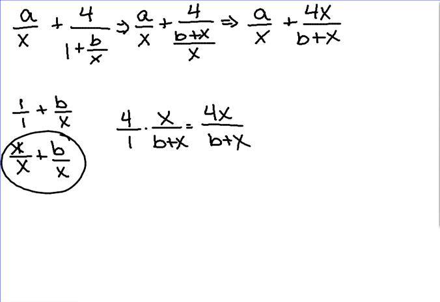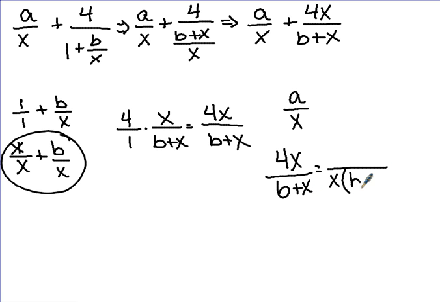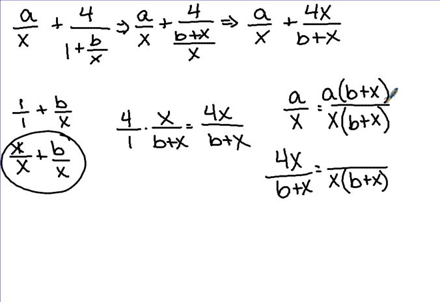Our common denominator is going to be x times b plus x. So we have a over x and 4x over b plus x. What did I have to multiply x here by in order to get x times b plus x? I had to multiply it times b plus x. So I'm going to have a times b plus x. In this case, you do need to distribute. So my distributed is going to be ab plus ax.